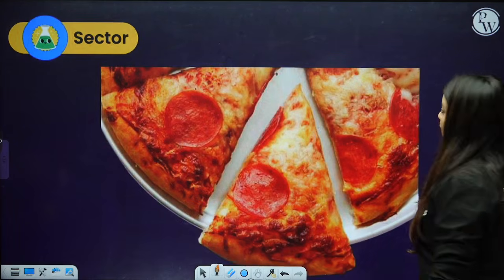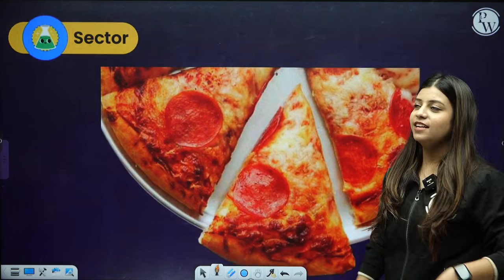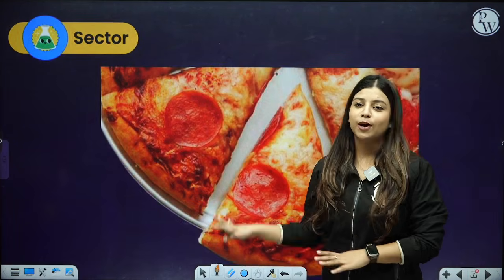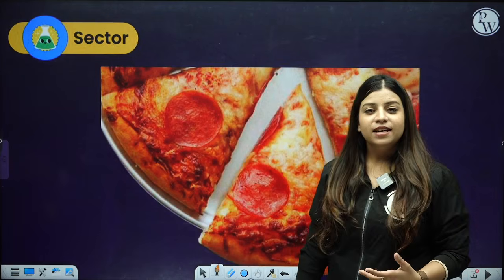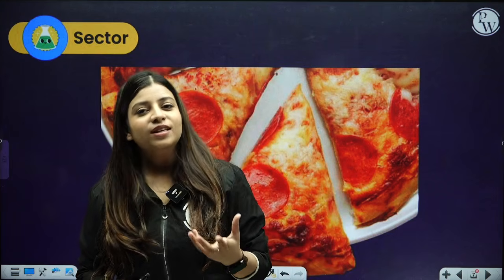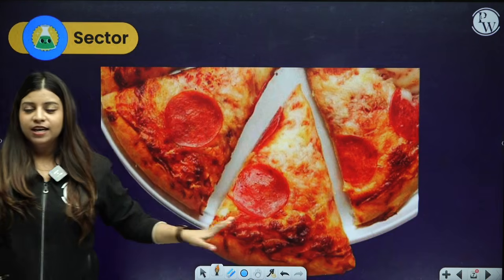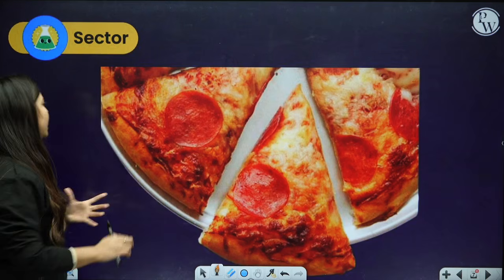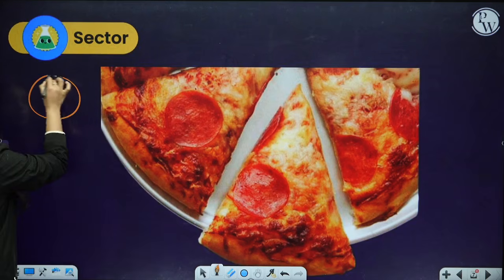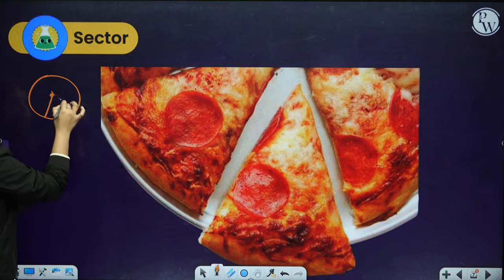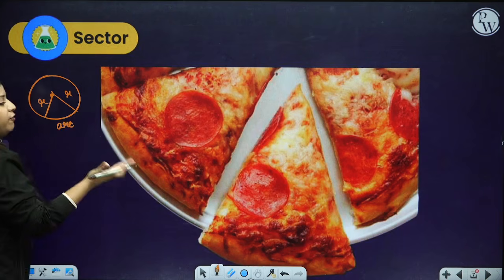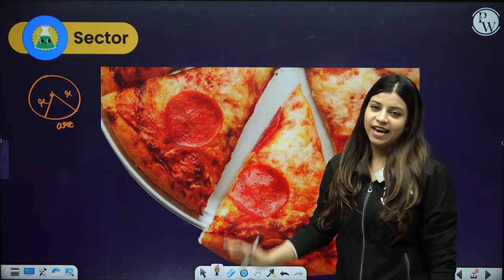The next thing that we have is the sector of a circle. Whenever we talk about a sector, we talk about pizza. How is your pizza made? It's a circle, right? And what is a slice of pizza? A bite like this. If we compare this with a circle, a sector means two radii and an arc of a circle taken together. It forms the sector of a circle.